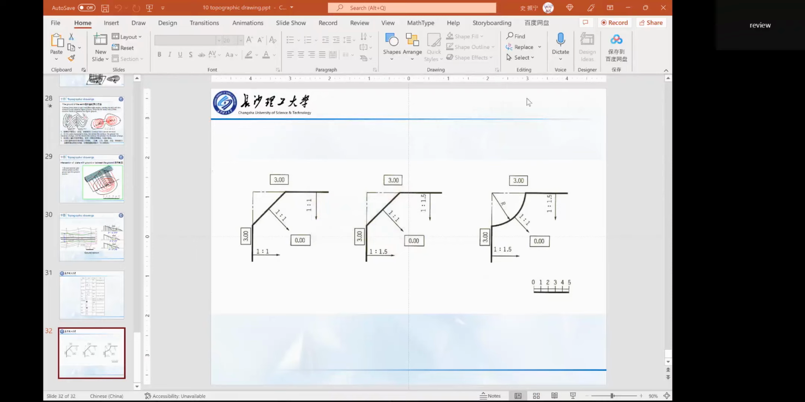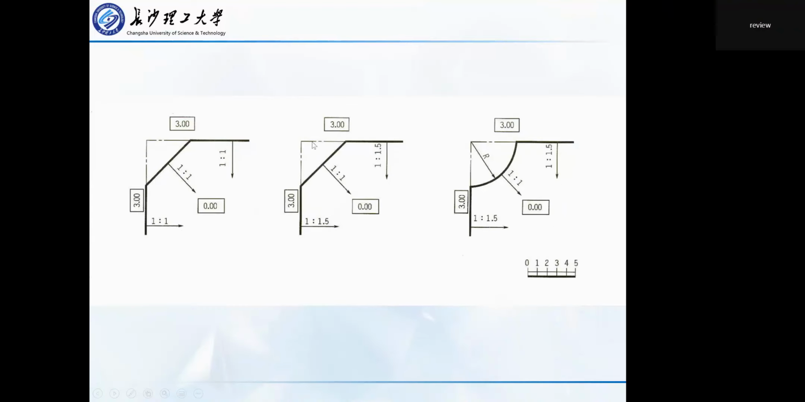Can you do the second one? What's the second one? You mean this one?